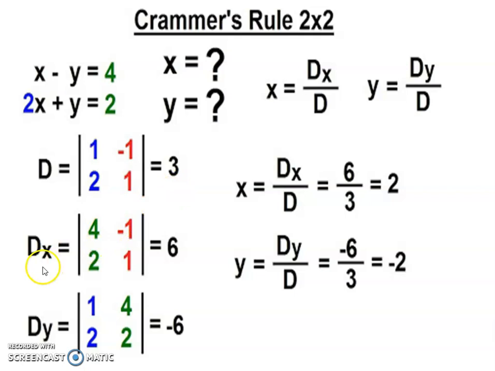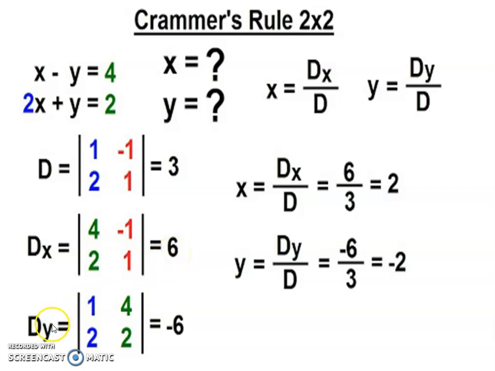Now to find dx, we must put the constants instead of the blue color, that is the x coefficients. That means we put 4 and 2, and minus 1 and 1 remain the same. So what do we derive? 4 ones are 4, 2 into minus 1 is plus 2, so 4 plus 2 is 6.